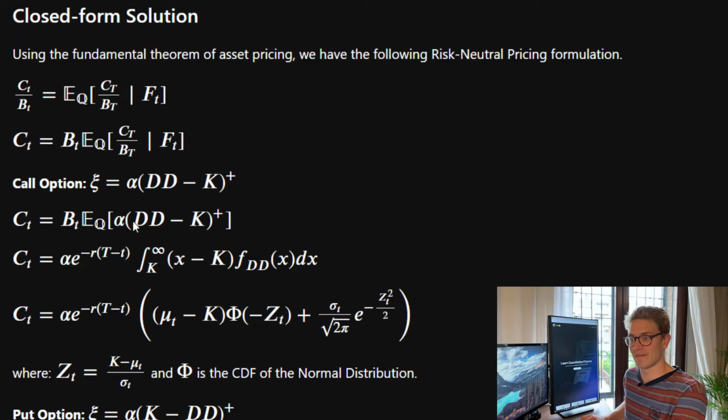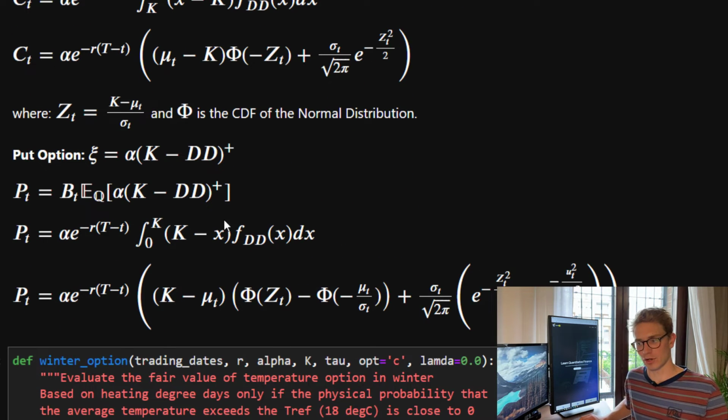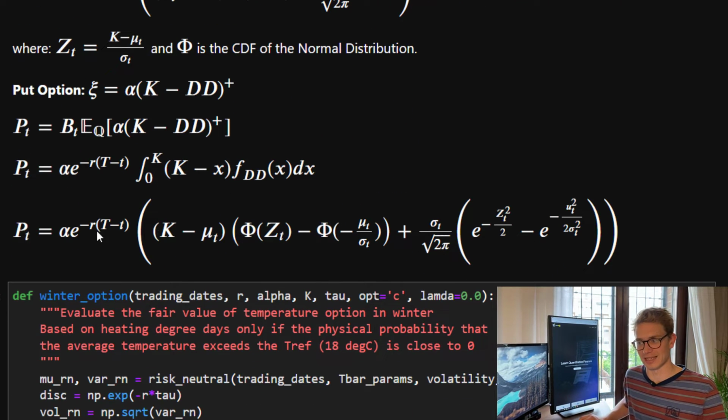Because this is a very easy payoff function to define, essentially what we can do is use the fact that this is a normally distributed variable under the risk neutral probability measure. We can actually get this in a closed form solution, much like the Black-Scholes model for European options. So here we've got ZT is equal to K minus mu T divided by sigma T, which is just the square root of our variance process that we calculated before, where theta is the CDF of the normal distribution. So we have our call option, and for the put, we can do the exact same process. And when you break it out, you get this formula here.